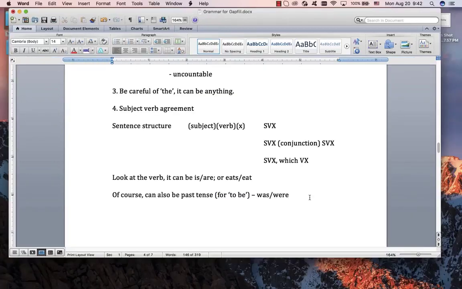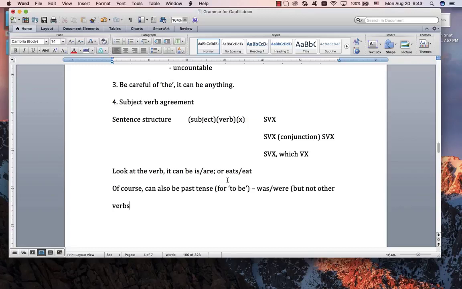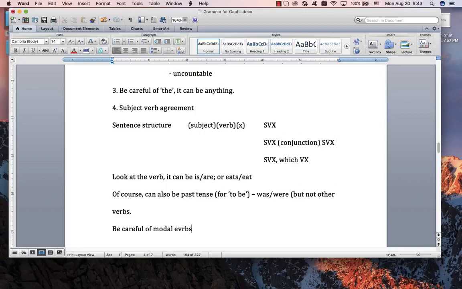Alright. I'm just going to put you, but not other verbs. Because in the past tense, the other verbs are the same. For our example of eat, it just becomes ate and ate. There's no S. Only to be for the past does this work. Then just one little word of caution, be careful of modal verbs because they change the main verb. I'll give you an example.